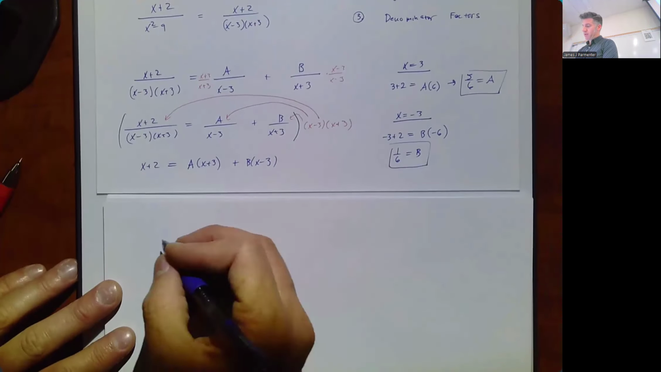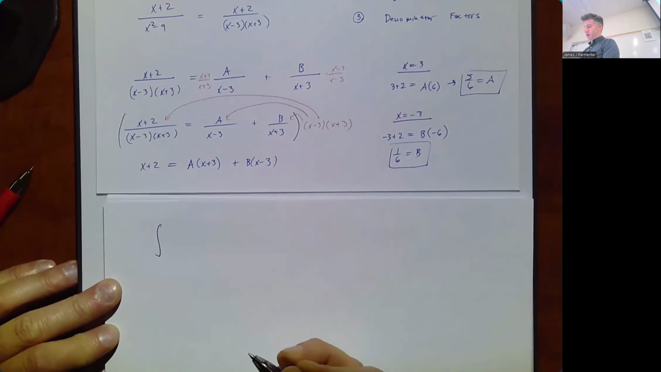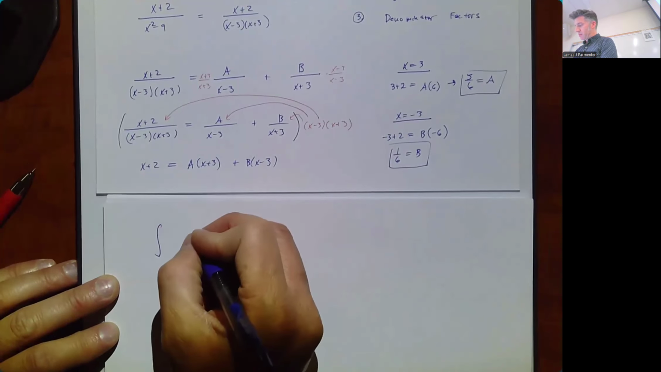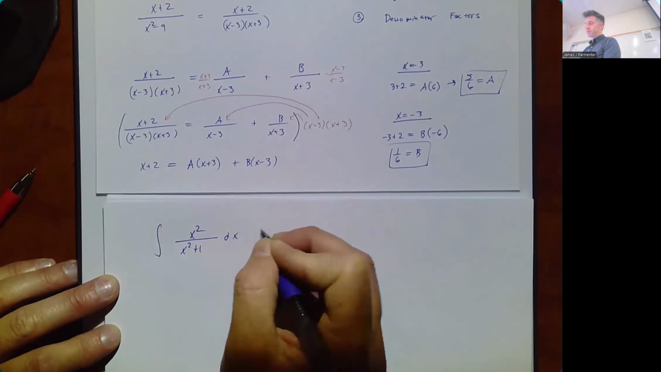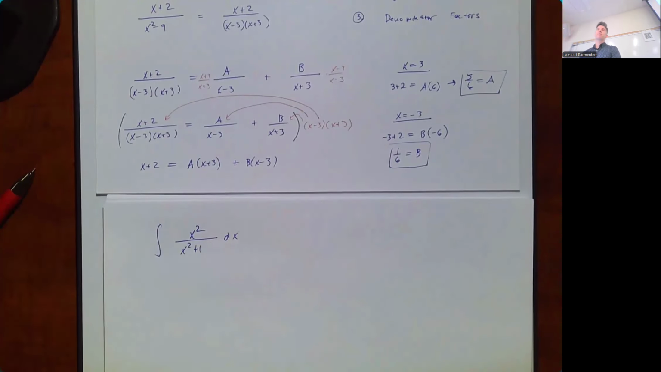So one more thing. Let's say we have the integral of x squared over x squared plus 1, which might technically not fall into the category of partial fractions. Why not? Because, well, actually for 2 reasons. The degree on top is not smaller than the degree on the bottom, and the denominator doesn't actually factor.